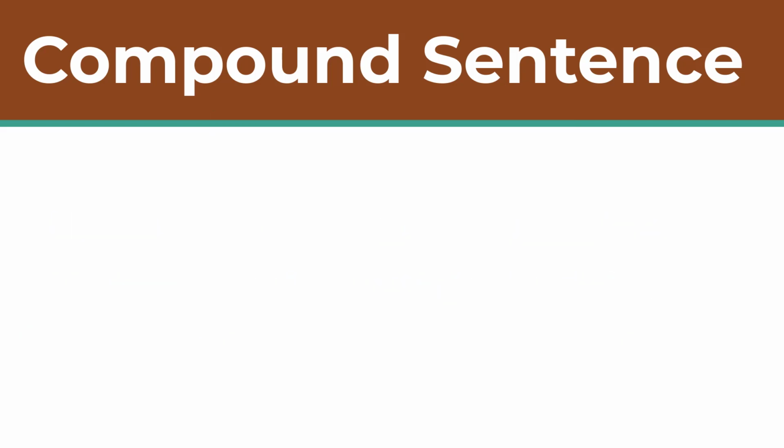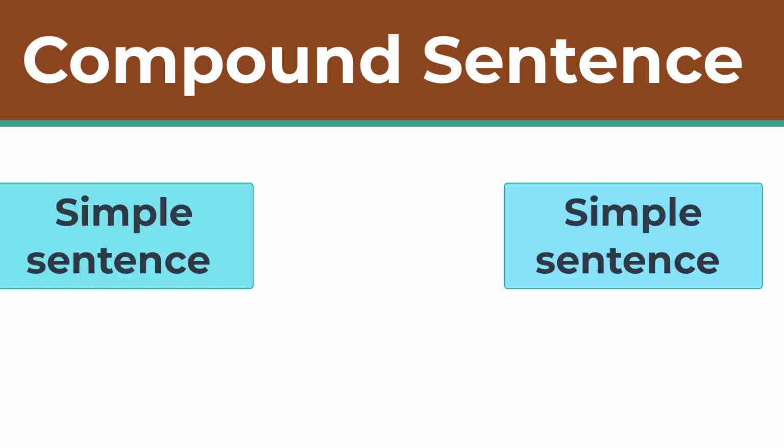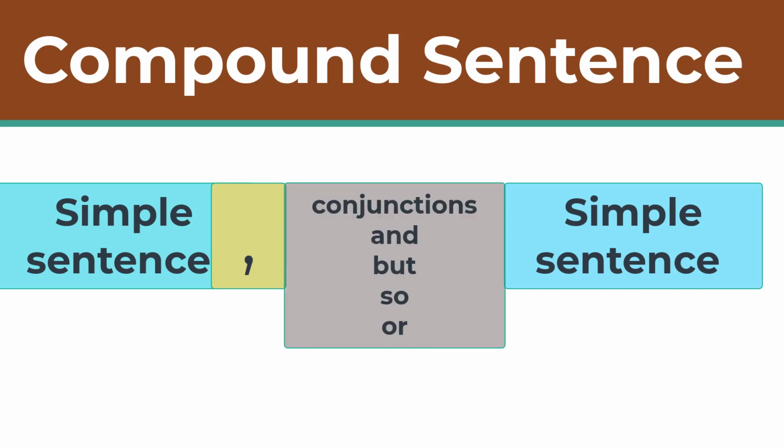So remember, when you connect two sentences to make a compound sentence, you need two simple sentences. You need a comma and a conjunction like and, but, so, or, etc. It's easy, right? Let's practice.